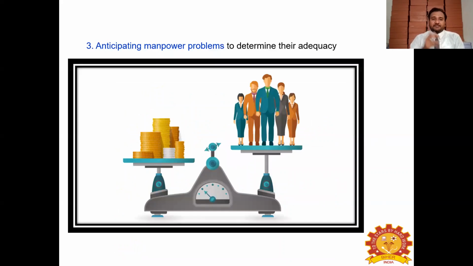The third one is anticipating manpower problems to determine their adequacy, right? We need to evaluate the manpower which is available here, right? So how can we check it? On one side, we can check their performance, their output for our organization. On the other side, we can look at the money that we pay them for such work. So the output needs to be on the higher side, right? Their work should be somewhat more than what they are getting paid. As far as employees are concerned, based on their work, they need to get paid. So this is called anticipating manpower problems based on adequacy.